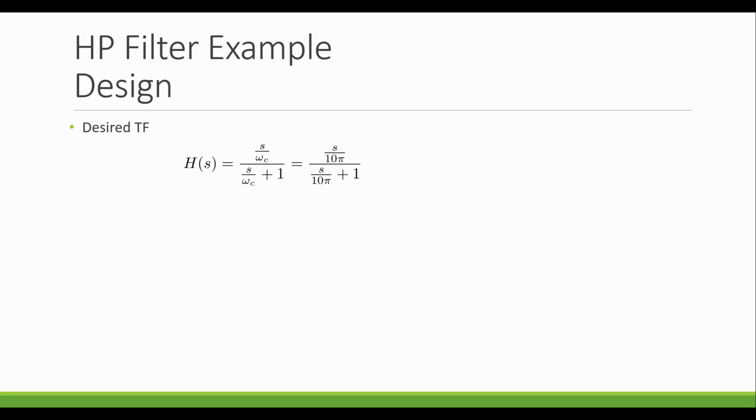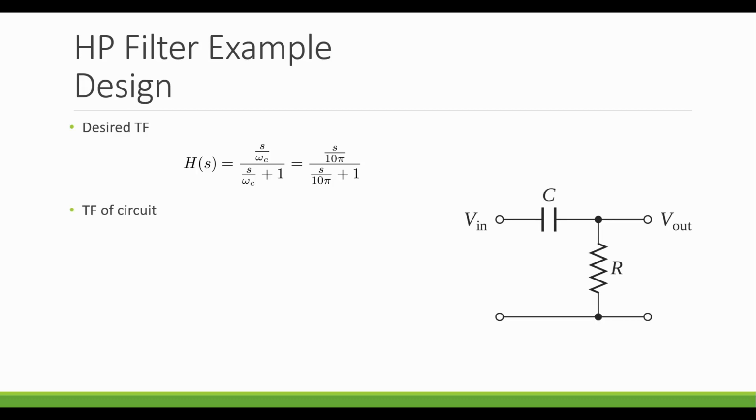Again, this was our desired transfer function. We chose the cutoff to be 10 pi radians per second, or 5 hertz. So that's what H(s) should look like, with that s term in the numerator and the denominator for the high pass filter. And what's the circuit we could build? It really looks like the one we had before, more or less. We just switched out the capacitor and the resistor, or really we switched out which element we're taking the voltage across. So for the high pass filter, with that same setup, we're just taking the voltage across the resistor, and if we go through that, we get the desired transfer function.